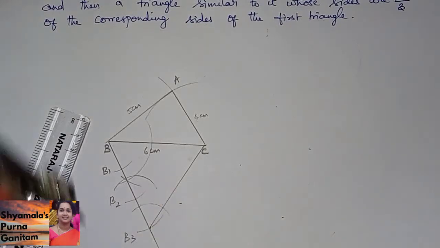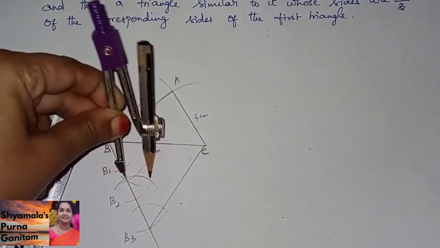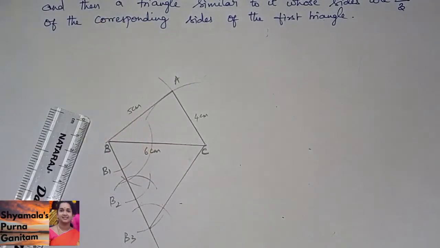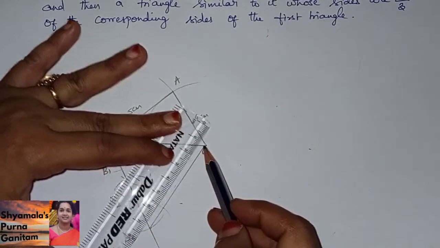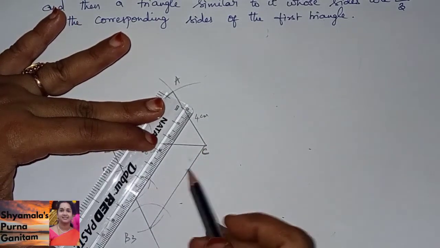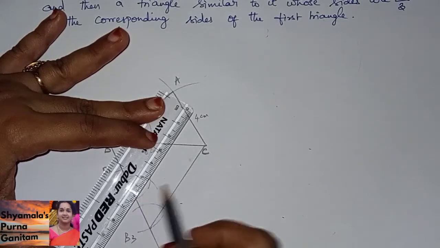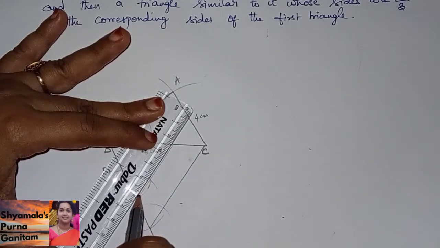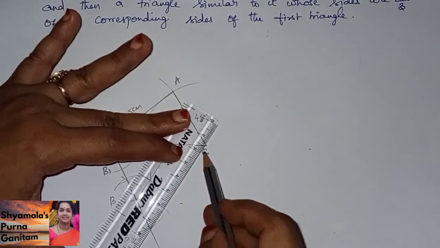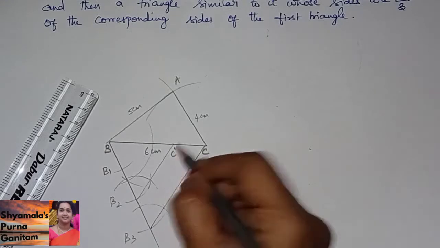So for that angle, from this point, I will cut an arc. Then if I join that, that will be parallel to this. So this is the B2 point. If we check this, that will be parallel to this B3C. So the point where it touches BC, we'll mark it as C dash.